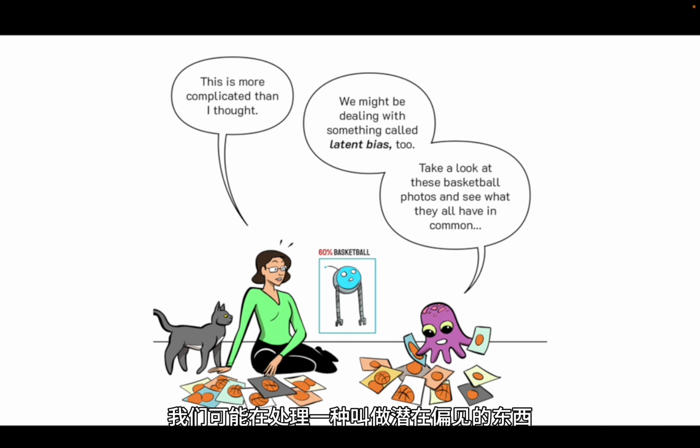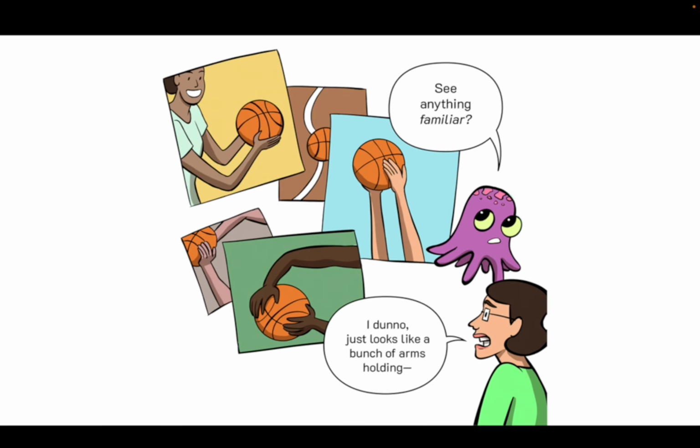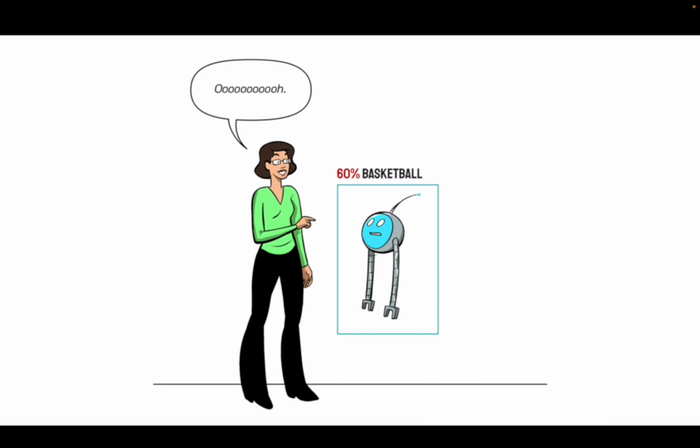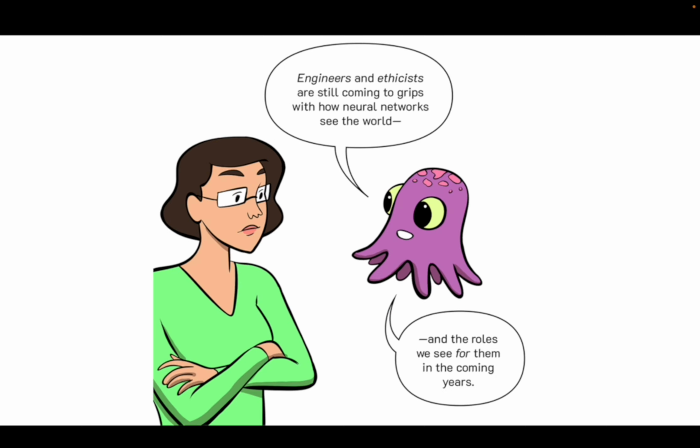We might be dealing with something called latent bias, too. Take a look at these basketball photos and see what they all have in common. See anything familiar? I don't know, just looks like a bunch of arms holding... Oh! Engineers and ethicists are still coming to grips with how neural networks see the world and the roles we see for them in the coming years.